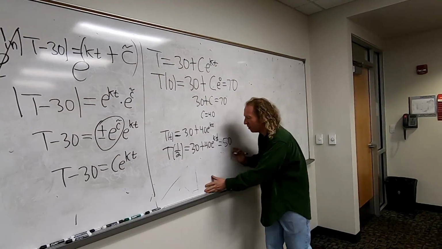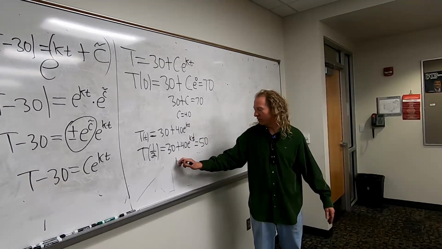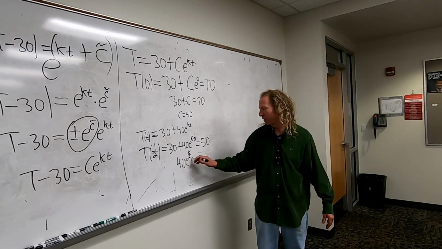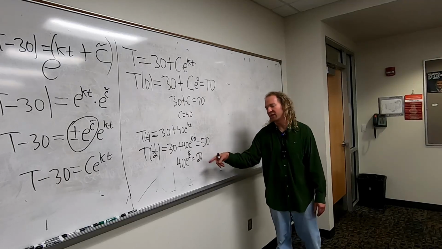All right, so now we can solve for k. Subtract the 30, so you get 40 e to the k over 2 equals 20. It's really easy to mess this up.